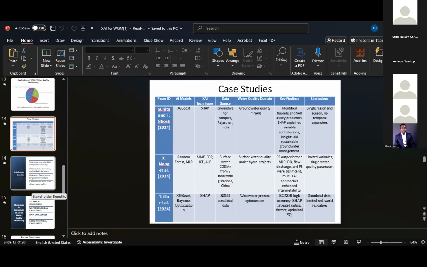And these are some of the case studies that have used explainable AI to explain the predictions of machine learning models in particular water quality assessments. We have the one from Sonata, which was done on groundwater. We also have Nonlector in 2024, which was done on surface water. I also have LEW in 2024 again, which was on wastewater treatment. In all these areas, we have a lot of them. I just selected these three for our case study.